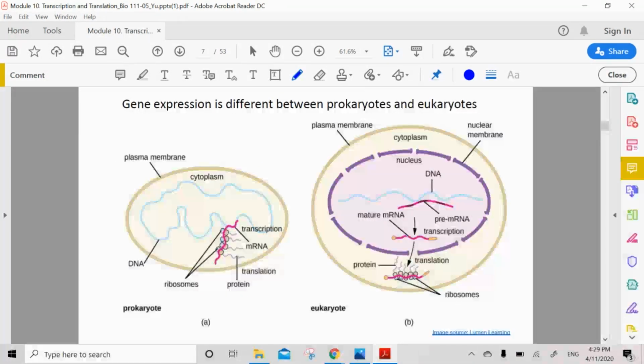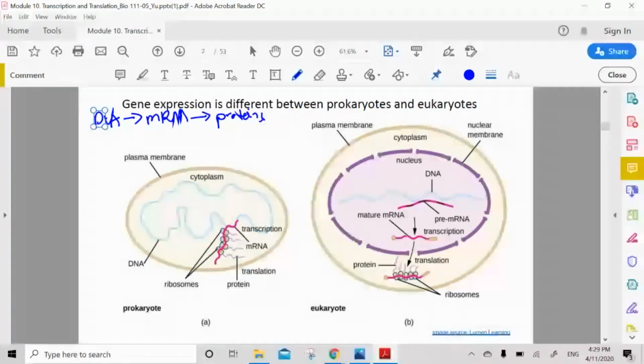Okay, so gene expression is different between prokaryotes and eukaryotes, and you need to know what the differences are. The differences really stem from their cellular structures. So when we look at gene expression, remember this is from DNA to RNA, mRNA to proteins. Okay. So we know where DNA is for eukaryotes. DNA is inside the nucleus. But the second step, translation, is from mRNA to protein.